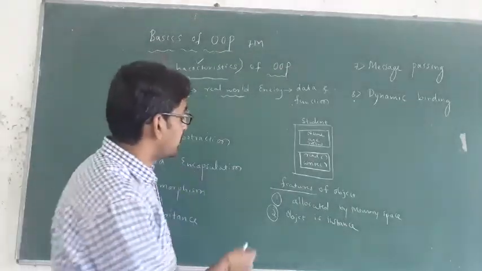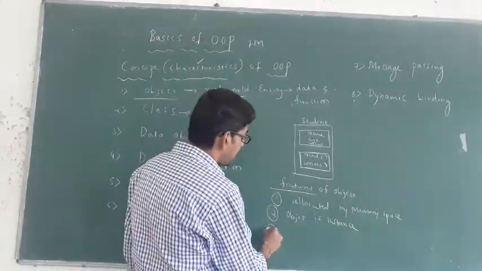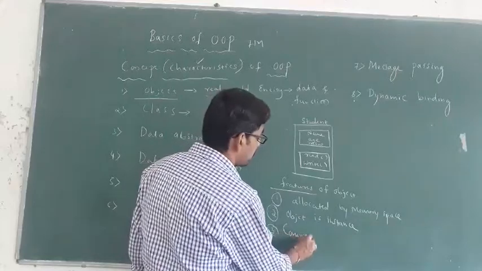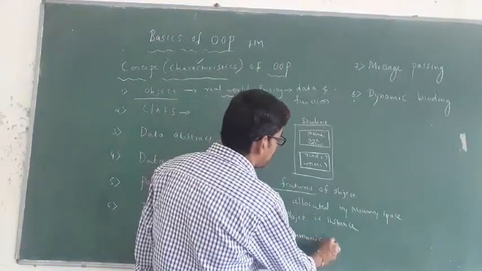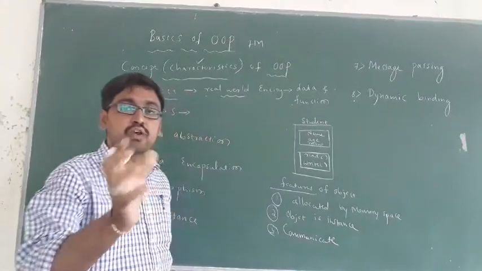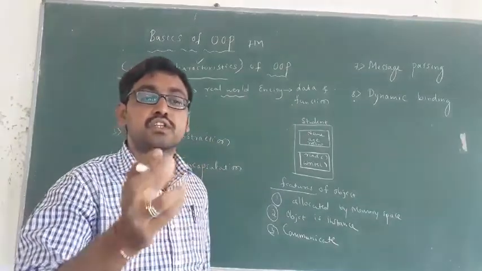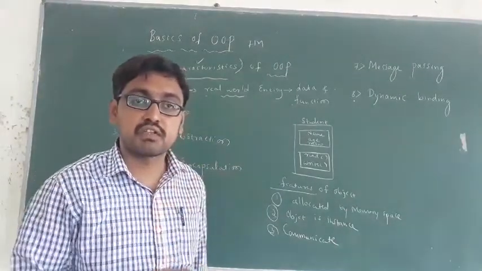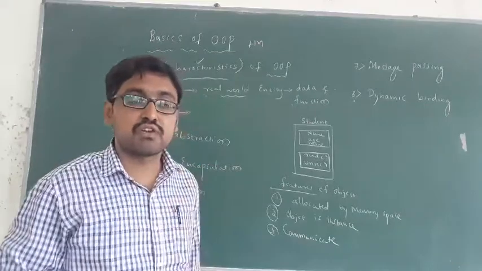Then, objects can always communicate with each other. Later you can discuss about these. Okay, these are the three features of an object.